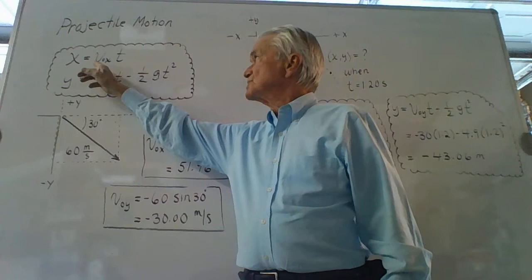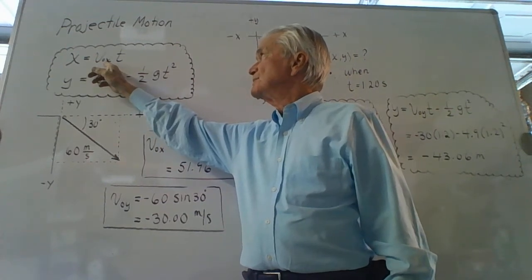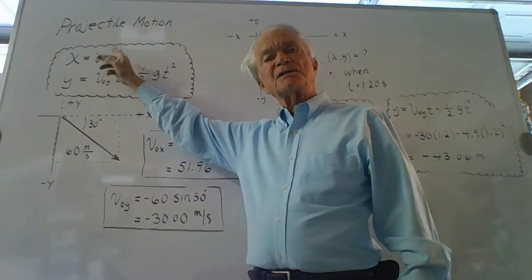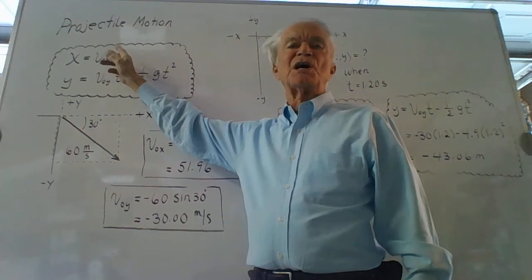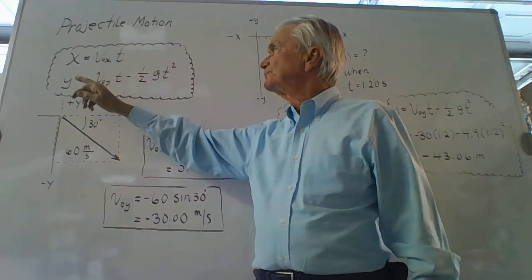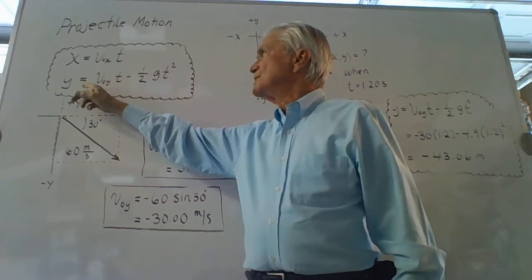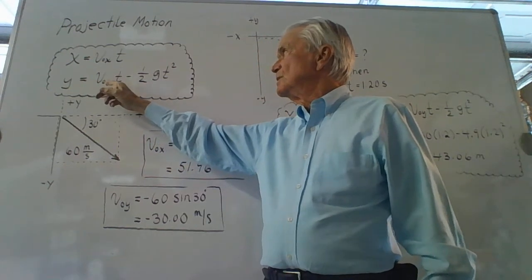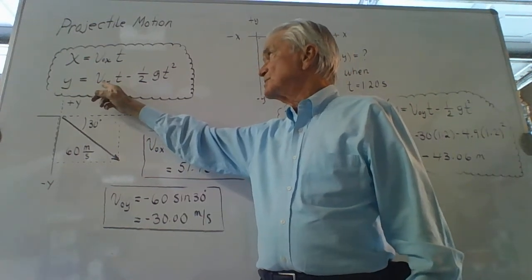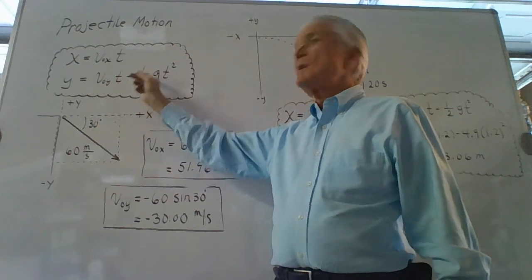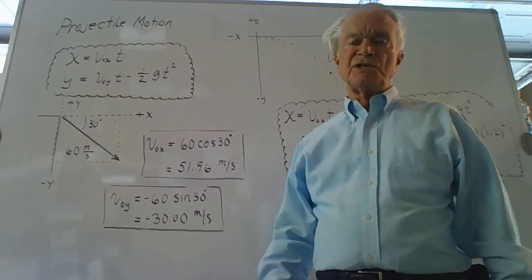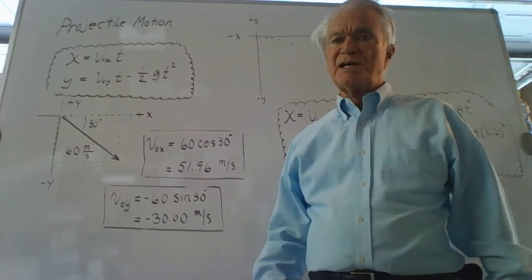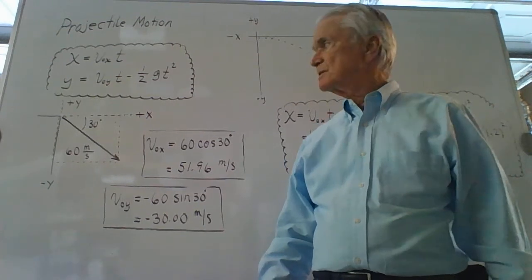The x coordinate is equal to the x component of the initial velocity times however much time you wish to go by, t. The y coordinate is equal to the y component of the initial velocity times t minus 1/2 g t squared, where g is 9.8 meters per second per second.